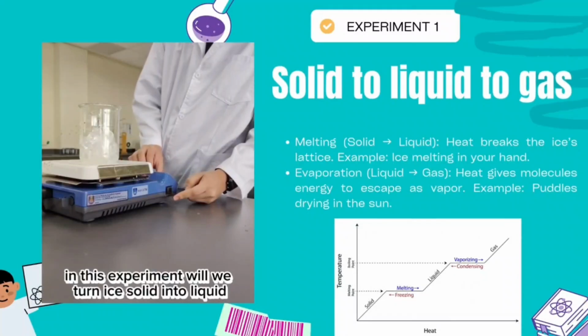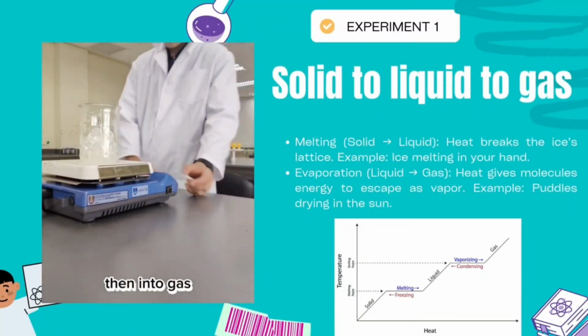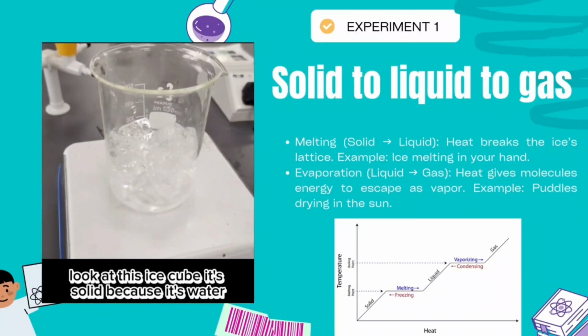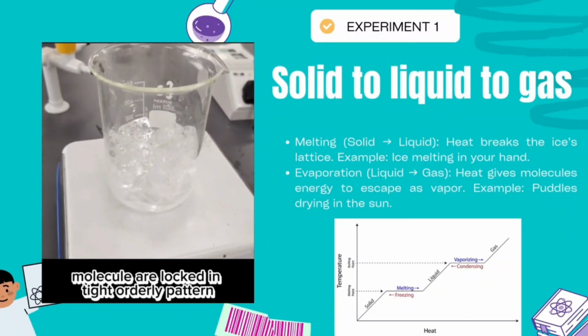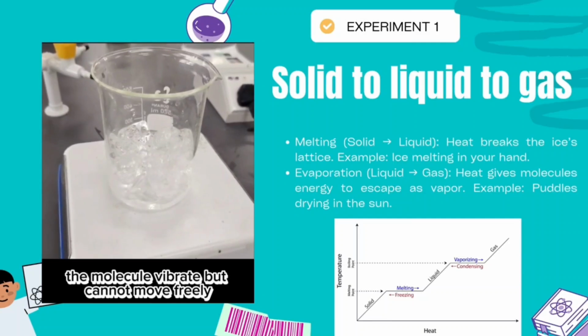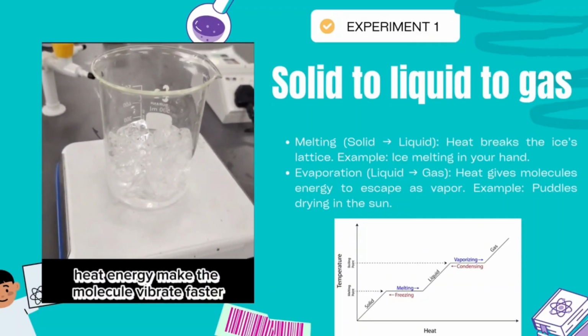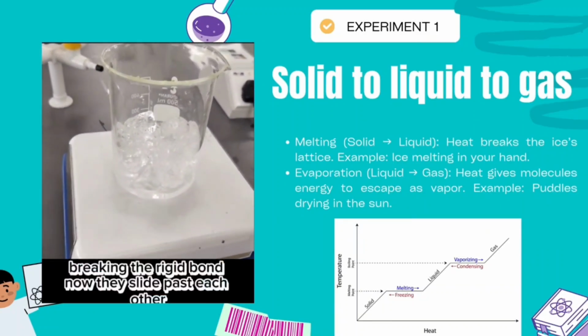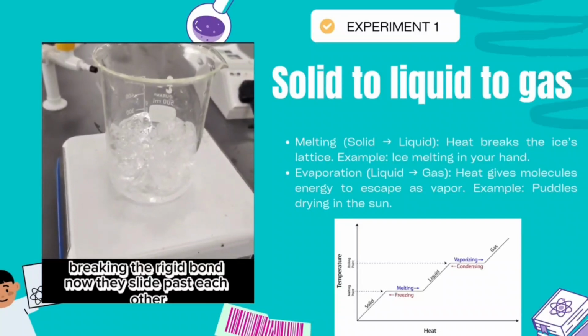In this experiment, we will turn ice solid into liquid, then into gas. Look at this ice cube. It's solid because its water molecules are locked in a tight, orderly pattern. The molecules vibrate but cannot move freely. When we add heat, heat energy makes the molecules vibrate faster, breaking the rigid bond. Now they slide past each other.